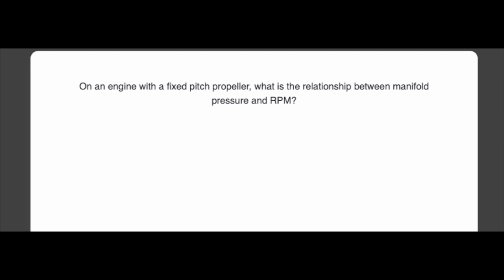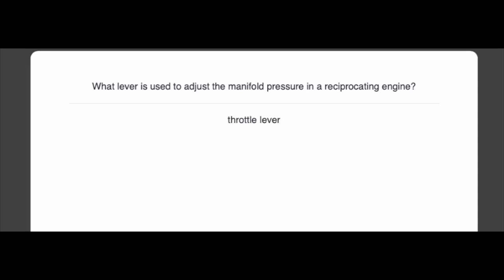On an engine with a fixed pitch propeller, what is the relationship between manifold pressure and RPM? As RPM increases, MAP increases. What lever is used to adjust the manifold pressure in a reciprocating engine? Throttle lever. What is the running valve clearance on engines equipped with hydraulic lifters? 0. What should be done to a nose wheel airplane before removing the engine? Support the tail of the airplane.